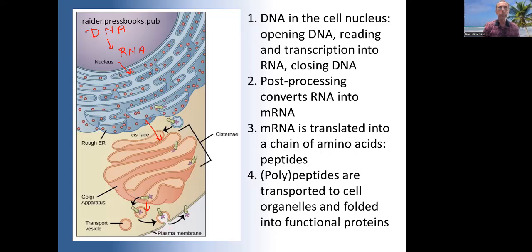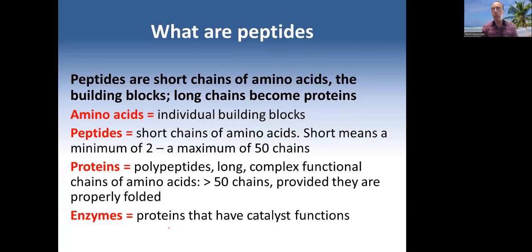That brings us to the question, what are then peptides? Peptides are short chains of amino acids. So there is a difference in naming style. Peptides are short, proteins are long. Peptides are shorter than 50 amino acids. Proteins are longer than 50. So a peptide can be short or very, very short, but a protein can be very, very long.